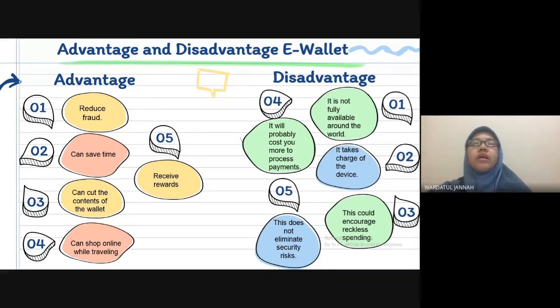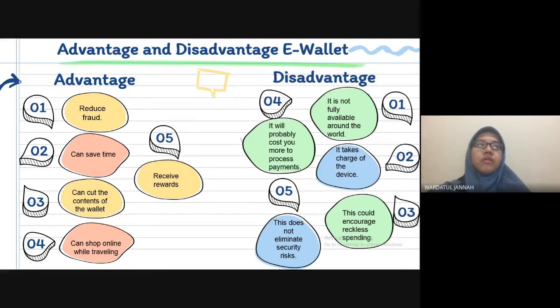It is not fully available around the world. Yang kedua, it takes charge of the device. Ketiga, this could encourage reckless spending. Keempat, it will probably cost you more to process payment. Nombor lima, this not eliminate security risk.